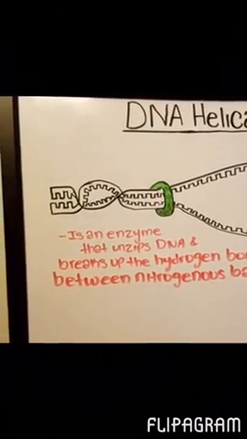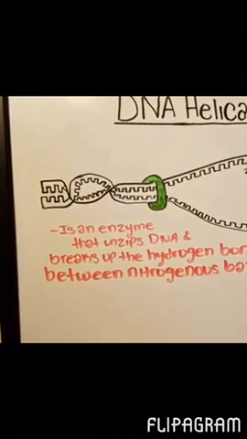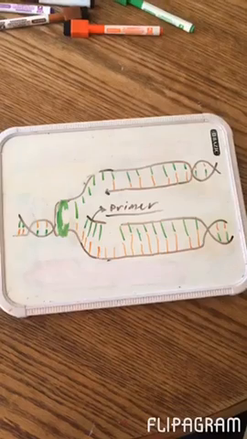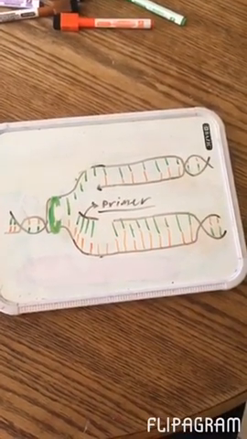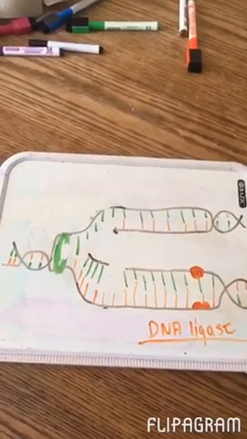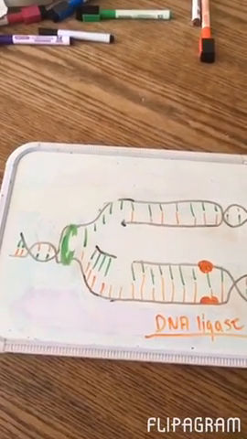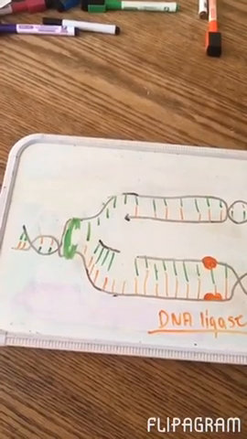DNA helicase is an enzyme that unzips DNA and breaks up the hydrogen bonds between nitrogenous bases. A primer is a short section of RNA. DNA ligase, or the glue, joins the DNA or the Okazaki fragments.